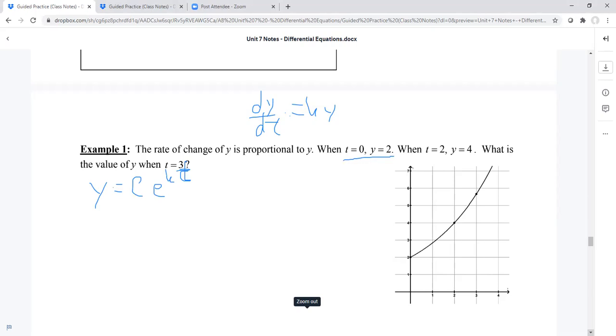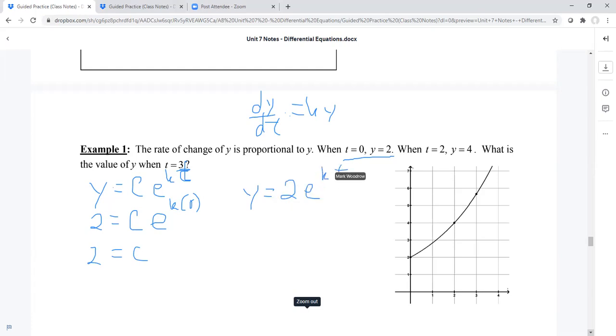So 2 is y. C stays c because that's what we're looking for. And then we're going to plug 0 in for t. Well, hopefully we know k times 0 is 0, and e to the 0 is 1. So c equals 2. What this means is that on this particular problem, the initial amount is 2. So my equation is going to be y equals 2e to the kt power.